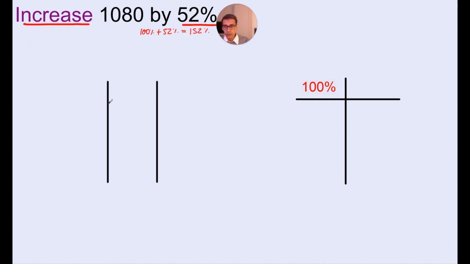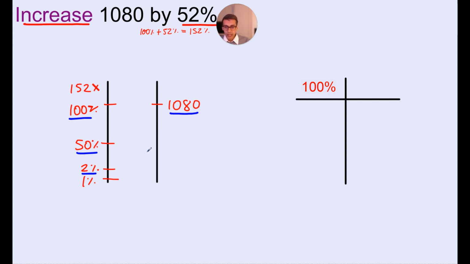Okay, let's label this. So we have our 100%, which is 1080. We're going to work out 50%. We're going to work out 1%. And we're going to work out 2%. What that will allow us to do is to work out 152% by adding up. So we've got 100%. Let's work out the remaining missing values.